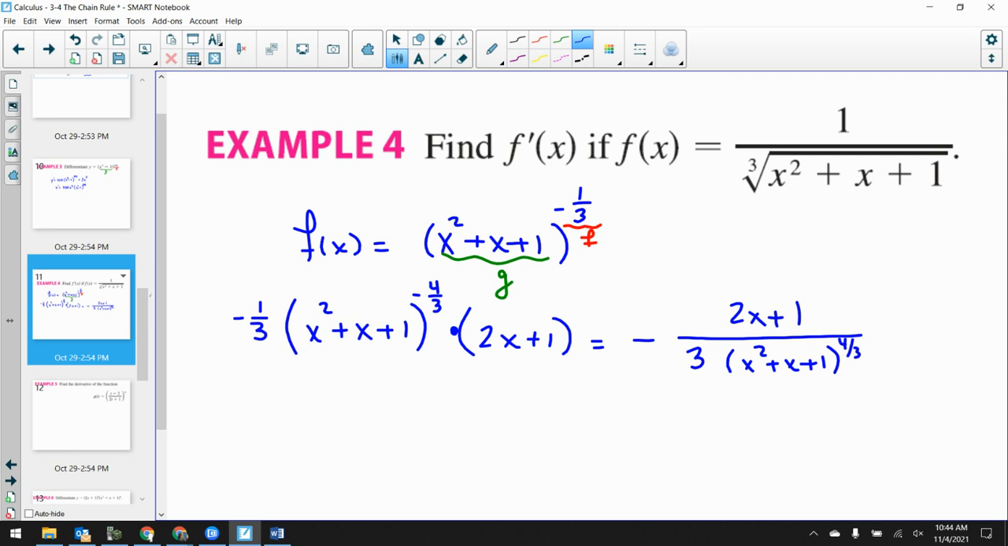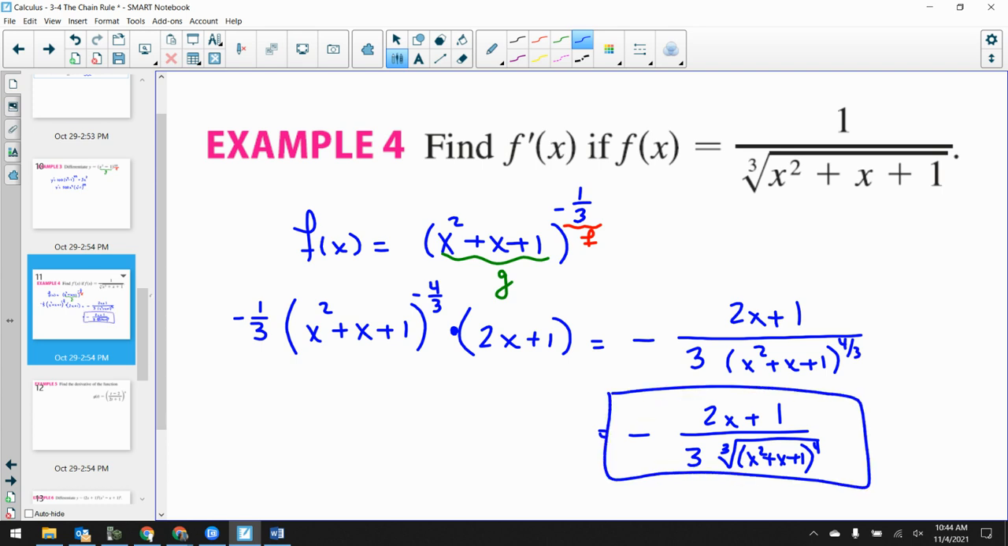Okay, that's good. Maybe let's put the root back in it: 2x plus 1 over 3 times the cube root of x squared plus x plus 1 to the 4th power. Because that's not making it more complicated, is it? But honestly, any of those would be fine.